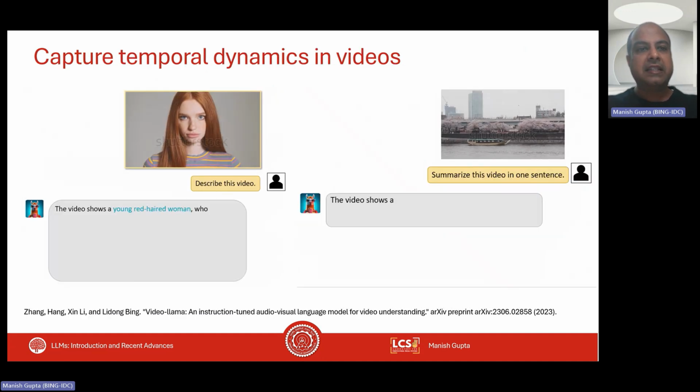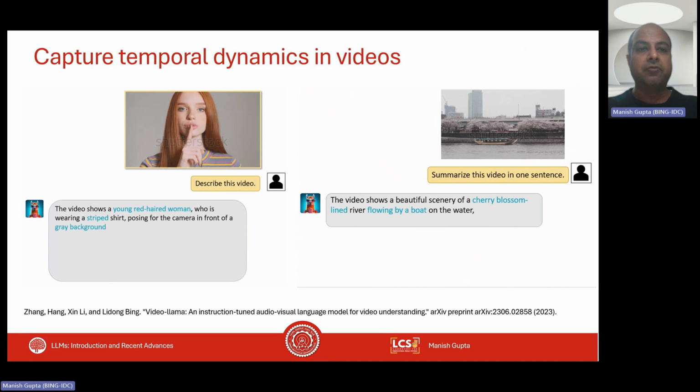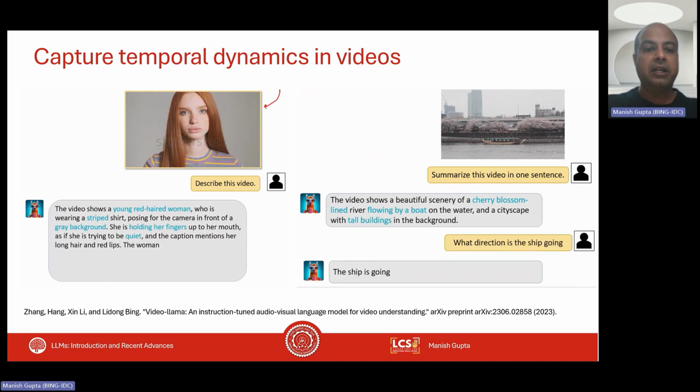Okay. Lastly, these models are also very nice in terms of capturing dynamics. So for example, you could say, describe this video, and look at the detail in which the video is being described by the model.